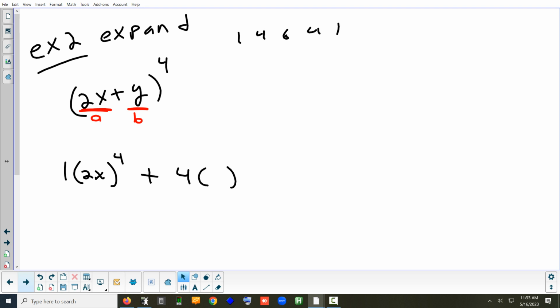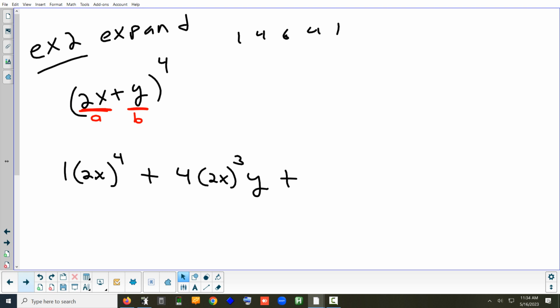And what's going to come inside the parentheses? 2x. And what power is that raised to? 3rd. To the 3rd. And what else do I need? Why is it to the 3rd? Because the exponent's dropping down. Oh, yeah. What else do I need there? Y to the 1st.